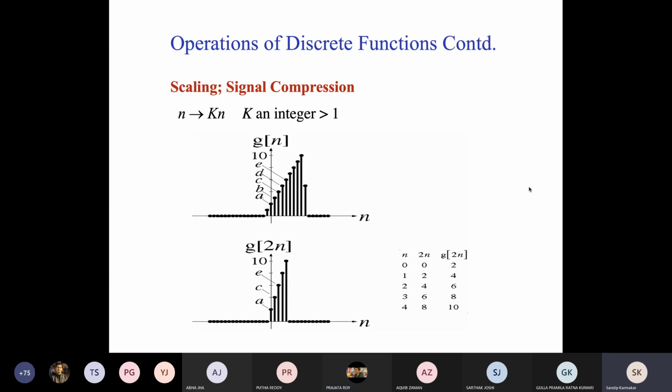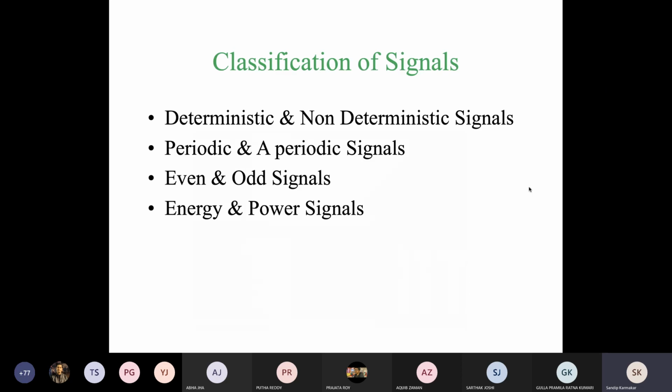Scaling means signal compression. Signal compression means n is replaced by kn, where k is an integer greater than 1. In that case, all the discrete time functions will shrink, like in the continuous case.